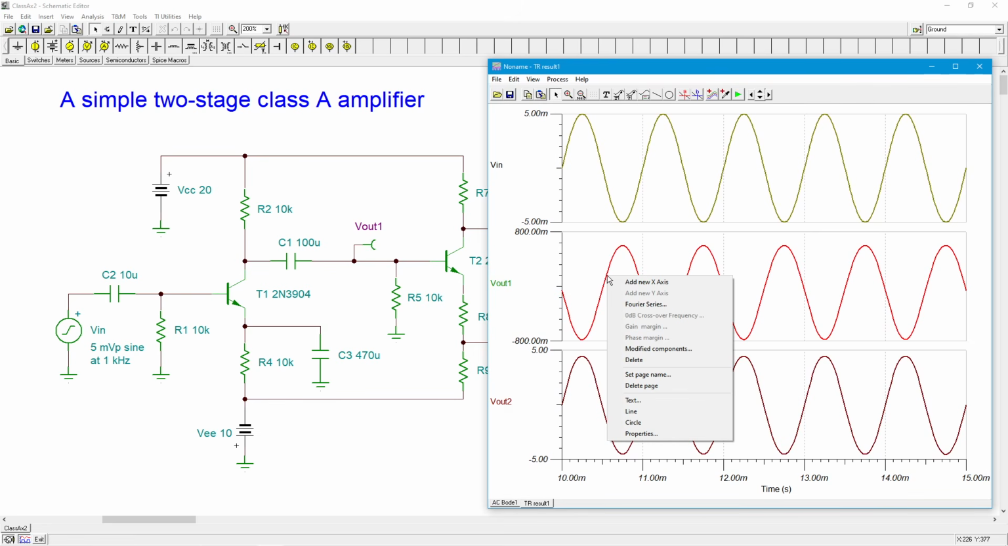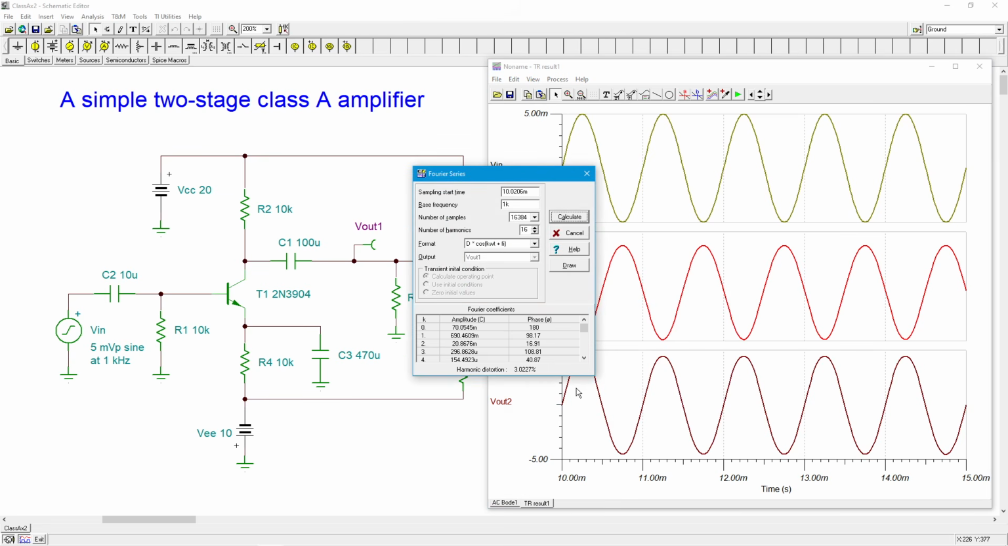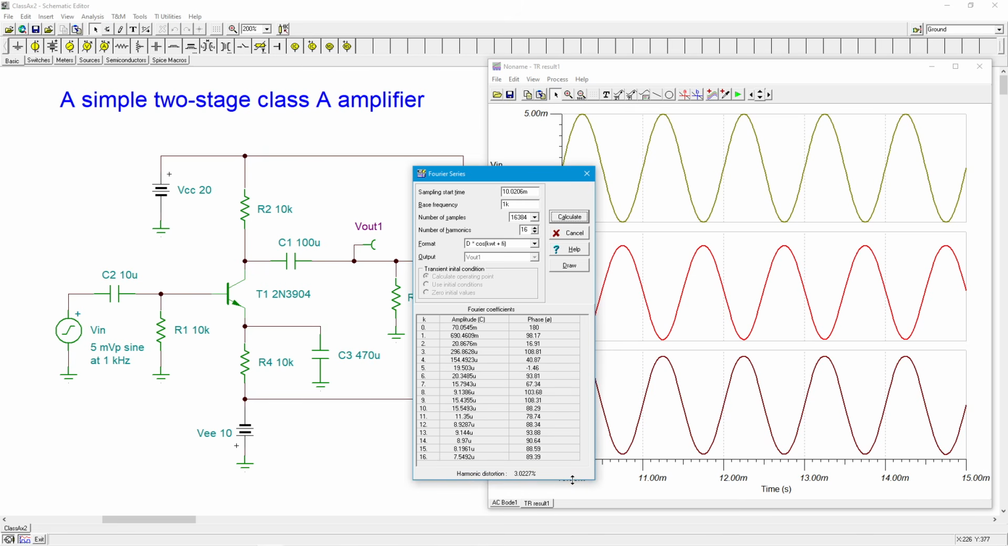I can do a little shortcut over here with my little pop-up menu, Fourier series, set that up for 1K. All right, 16 points will be enough. And let me open this up a little bit so we can see it. So the total harmonic distortion is a little over 3% here. When you're only talking about 1, 2, 3, 4%, it's really hard to see that with the naked eye unless you have a very trained eye and can really zoom into the waveform. A sine wave with a couple percent distortion is going to look superficially pretty good in a time domain plot like this.